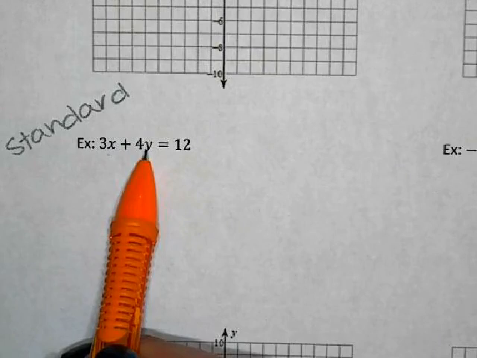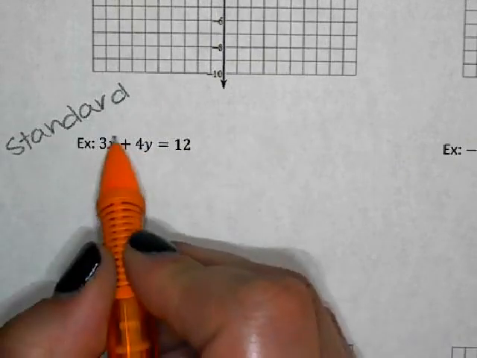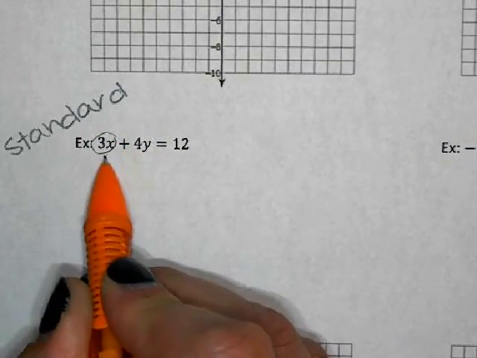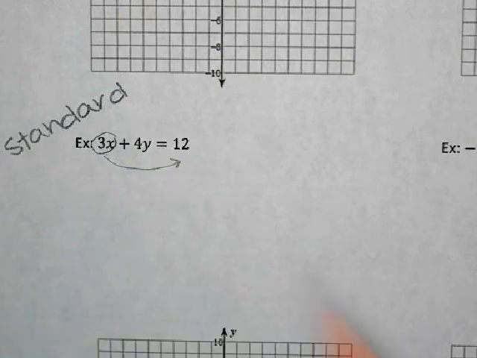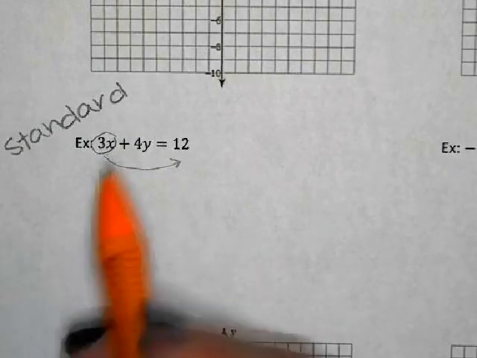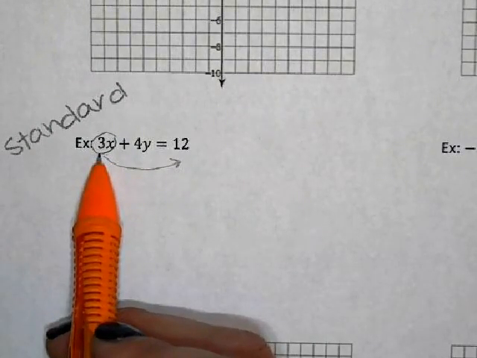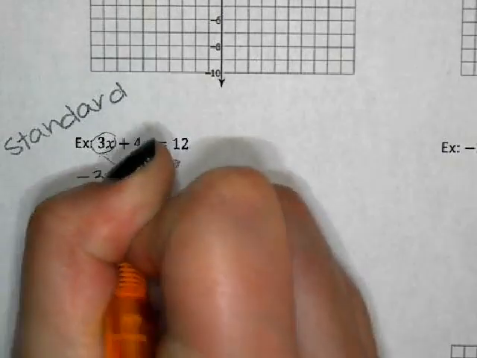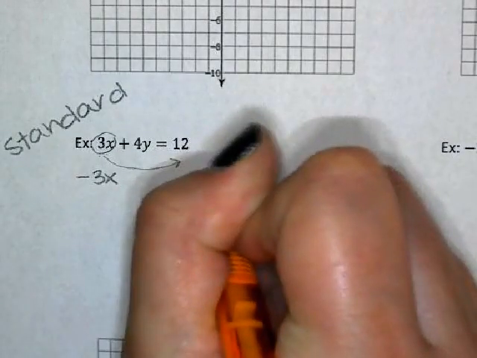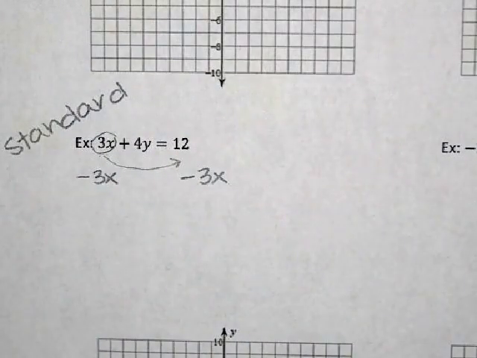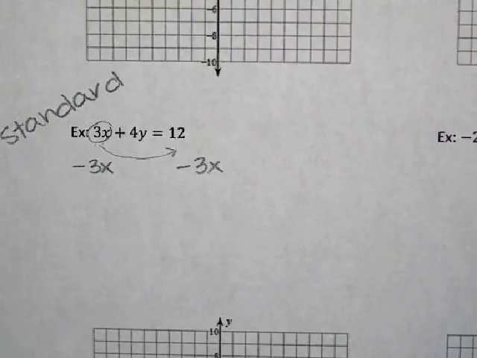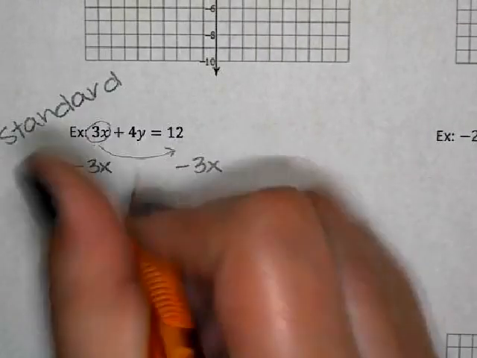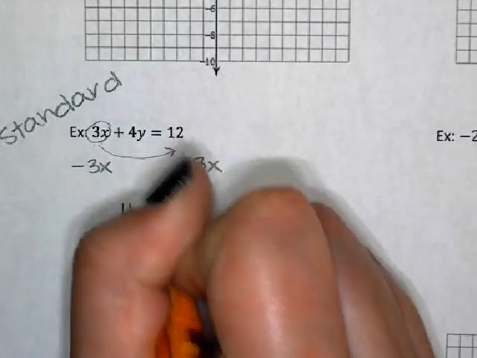And so that means the first thing we're going to do is take the x, and we want to move the x over to the side with the 12. So if I have a positive 3x, how do I move a positive 3x? I'm going to subtract it. So the opposite of positive 3x is negative 3x. So I'm going to go ahead and keep the 4y on the left side.